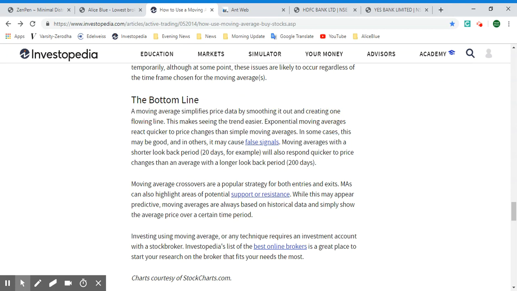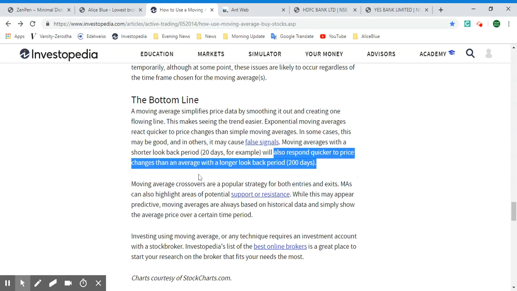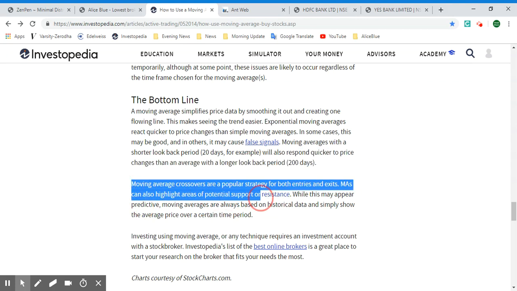The moving average simplifies the price data by smoothing it out and creating one flowing line. So this makes seeing the trend easier. Exponential moving averages react quicker to price changes than simple moving averages. In some cases, this may be good, and in others, it may cause false signals. So, moving averages with a shorter look back period will also respond quicker to price changes than an average with a longer look back period. So, moving average crossovers are a popular strategy for both entries and exits.